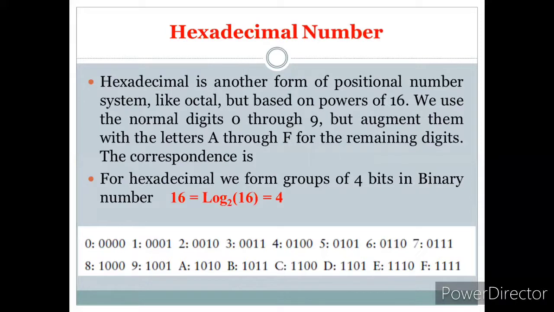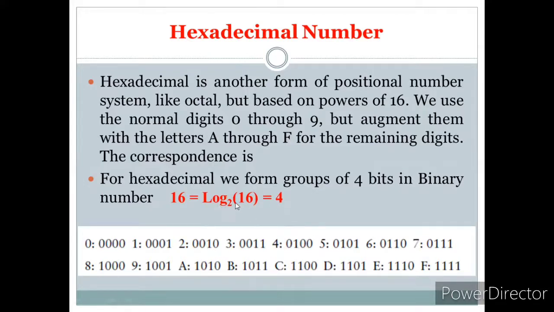So the hexadecimal number system has the numbers from 0 to 15, where 0 to 9 are decimal digits and the remaining 6 digits are alphabetical, that is from A through F. If you observe here, A, B, C, D, E, F represent A as 10, B as 11, C as 12, D as 13, E as 14, F as 15. So this is the hexadecimal representation of the number in terms of binary.